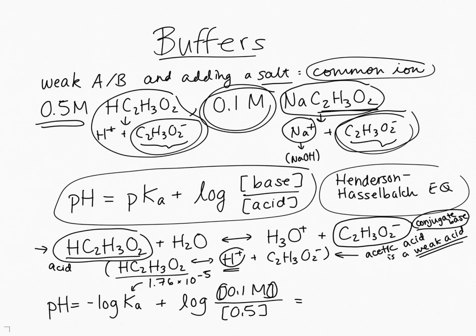And now what happens when we plug it in is that we should get the negative log of 1.76 times 10 to the negative 5 plus the log of 0.1 divided by 0.5, and that gives us a pH of 4.06. So we can conclude that for our example case, our pH is going to be 4.06, and that is the pH of our buffer.